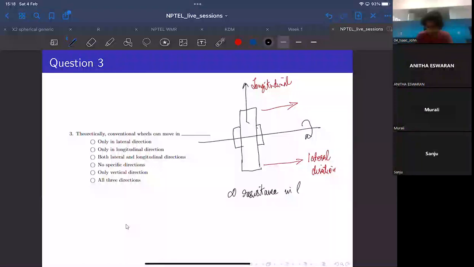in lateral direction. So if we are having a wheel, it can't move sideways. It can only move along its longitudinal direction. So in this regard, what would be the logical answer? The correct answer would be the wheels can only move along its longitudinal direction.